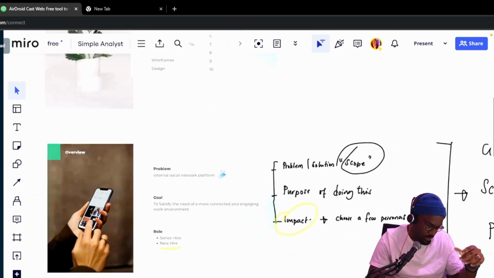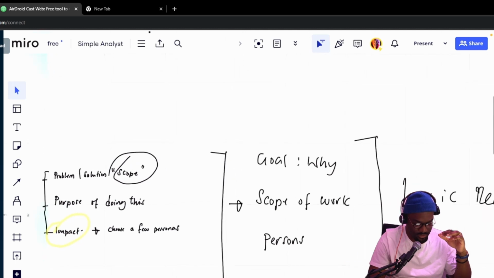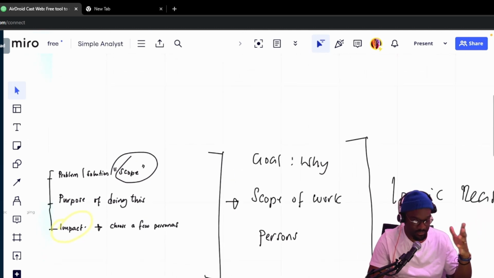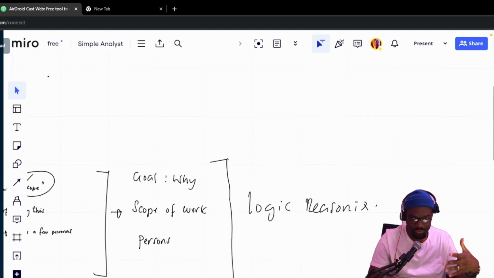So when it comes down to all of these, if I say on a holistic level, I'll look at three things. The goal, which tells me the why; the scope of work, how much I have to dig into or how much ground we're trying to cover; and the persons that are going to be impacted by this. This is just the logic and reason I have behind all of this. So this is just the way I go about it.